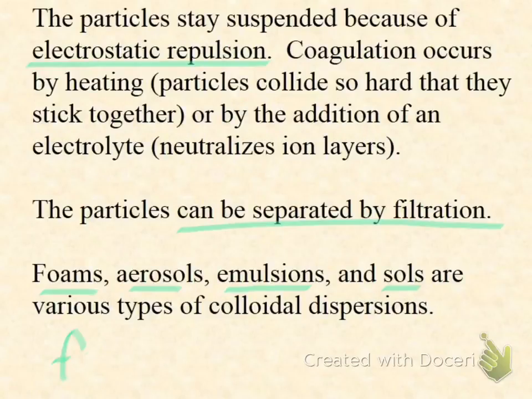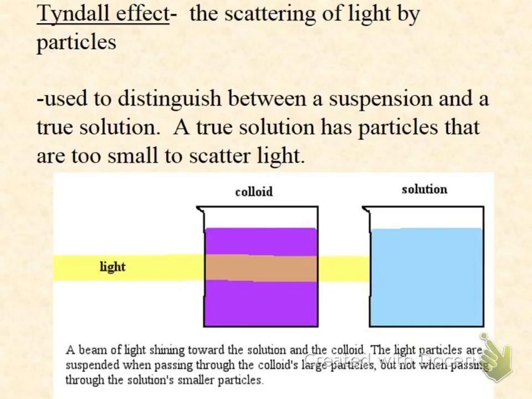Fog is an example of a colloid, which we've had a lot of lately, where you have the water molecules suspended in the air. Okay, and that is the Tyndall effect, and that's why you don't drive with your brights on during a foggy night, because it scatters the light and sends it back to you. So to distinguish between a colloid and a true solution, you pass a beam of light, and if it's scattered and you see the light, then it's a colloid. If you can't see it, then it's a solution. And we talked about that in Chem 1.